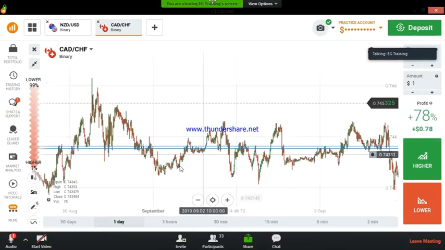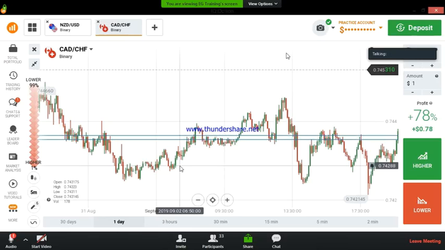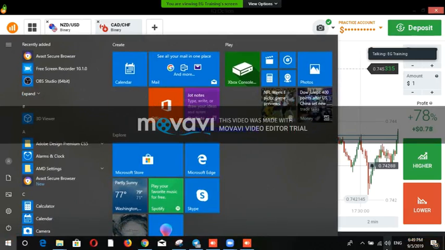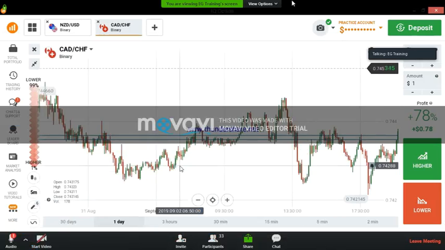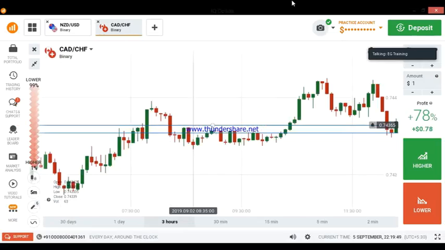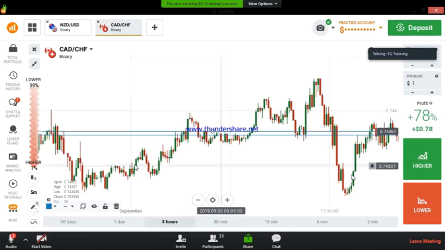The SNR level is an area. We can't draw the SNR level with one single line. We should draw two levels, because we can find an area with two lines only, not with a single line. So this is a strong level, using closing points. This is a strong level.